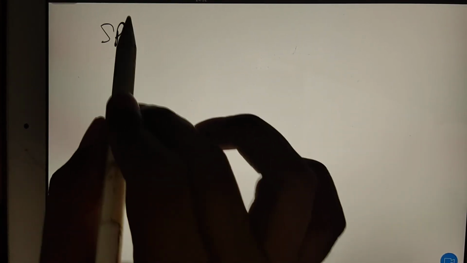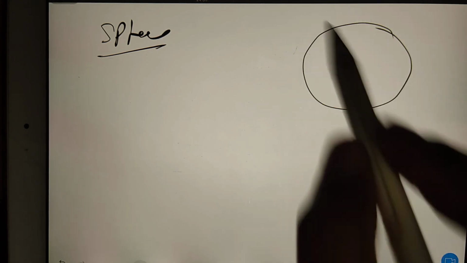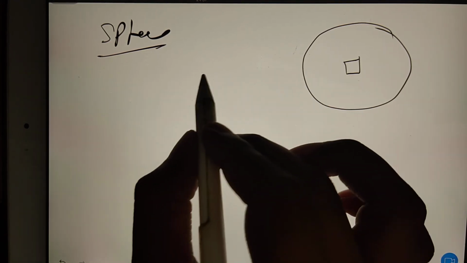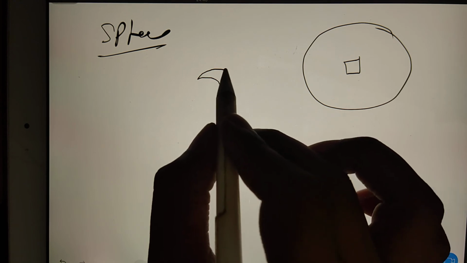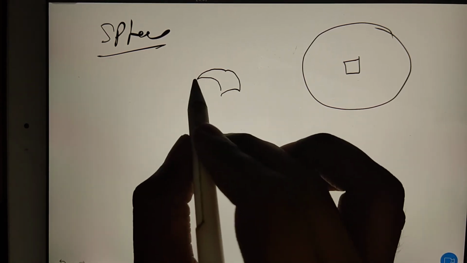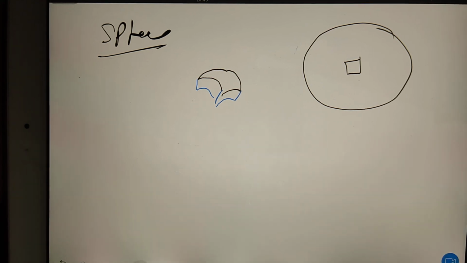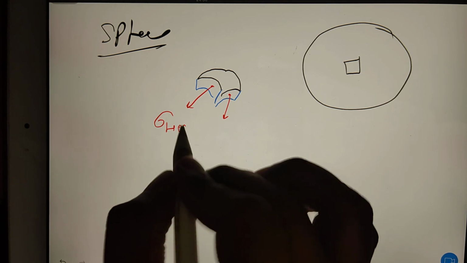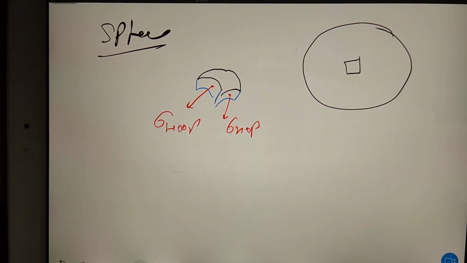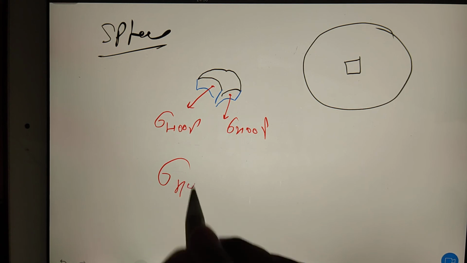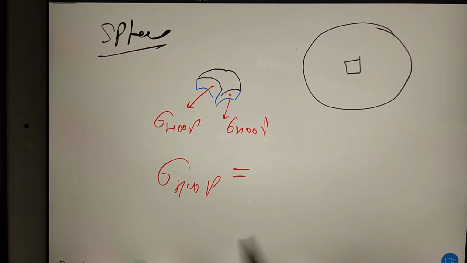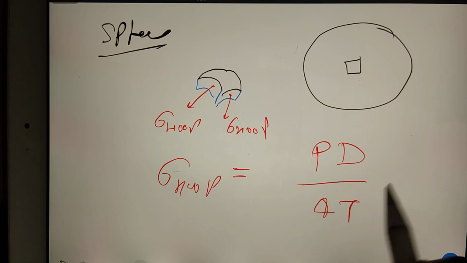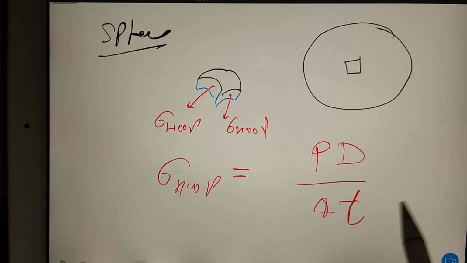So you will mention here, in case of a sphere, only hoop stress. Mention here sphere, draw one line, and put one element here, and justify the element with your 2D diagram. I hope you will understand. So here and here, they both are sigma hoop. This is also sigma hoop. Now in case of a sphere, your formula will be different: PD by 4T. Okay, PD by 4T.